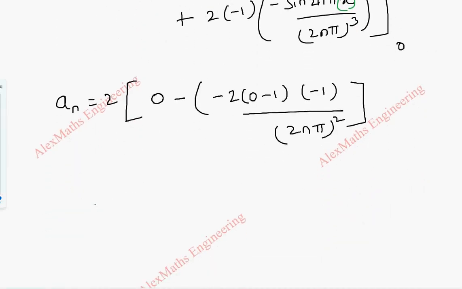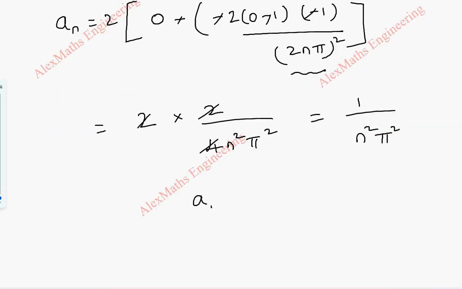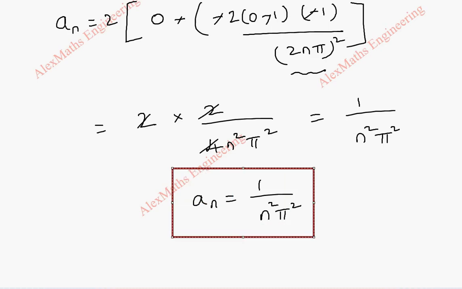So totally we get 2 into, we can cancel these two minus, and even these two minus, it will become plus. So 2 by, we will square this, so 4n square pi square. So this 2 into 2 is 4, we can cancel, we get 1 by n square pi square. So we got an, which is 1 by n square pi square.